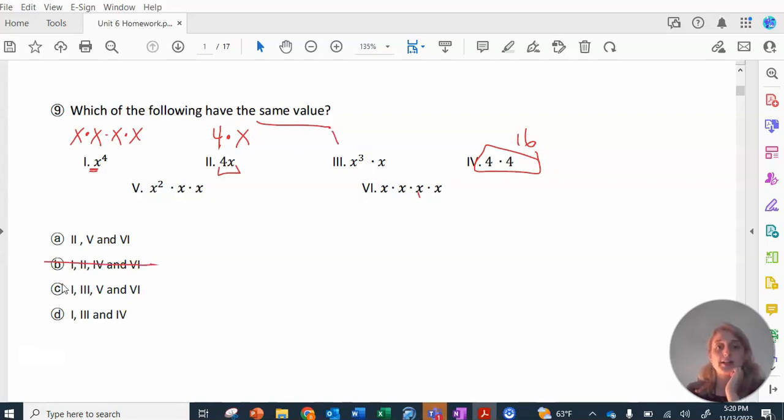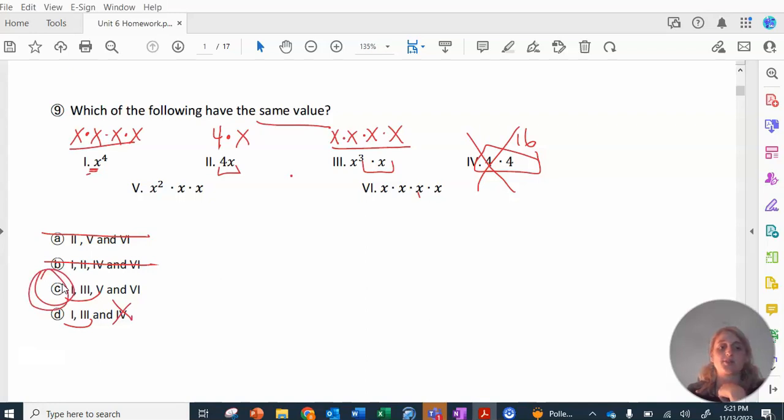This is x to the power of 3. X times itself 3 times, another x. Ooh, look, they end up looking the same. 1 and 3 are the same. So this one has 1 and 3, and this one has 1 and 3. We already know that this IV, no, 16 has nothing to do with x times x times x times x. So IV is out. Ooh, which looks like it leaves us with option C.